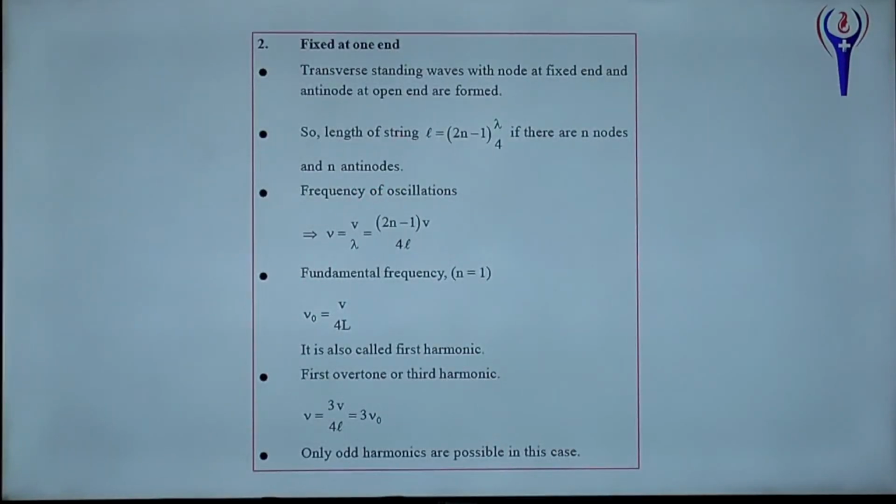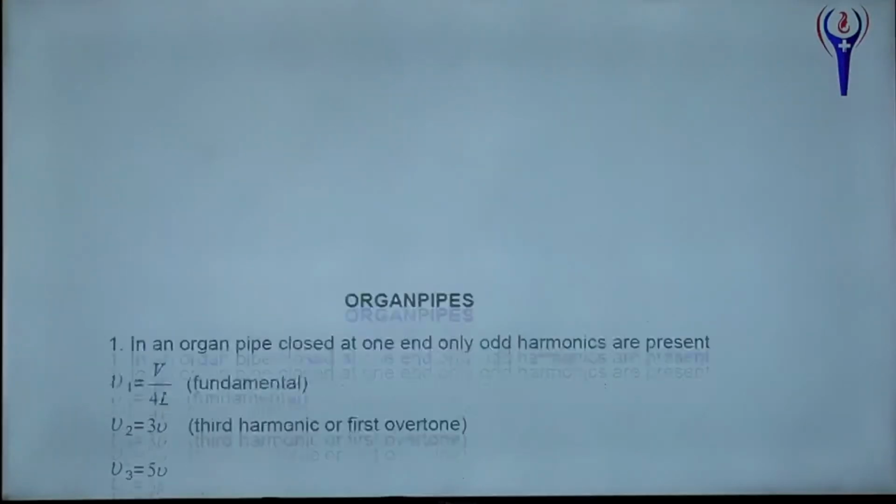And for a pipe fixed at one end, the frequency of oscillation is nu equal to v by lambda, that is equal to (2n minus 1) v by 4L, and for the fundamental frequency, n equal to 1 means v by 4L. It is also called the first harmonic. The first overtone is 3v by 4L, like that. Only odd harmonics are present. Odd harmonics means 1, 3, 5, like that it goes.